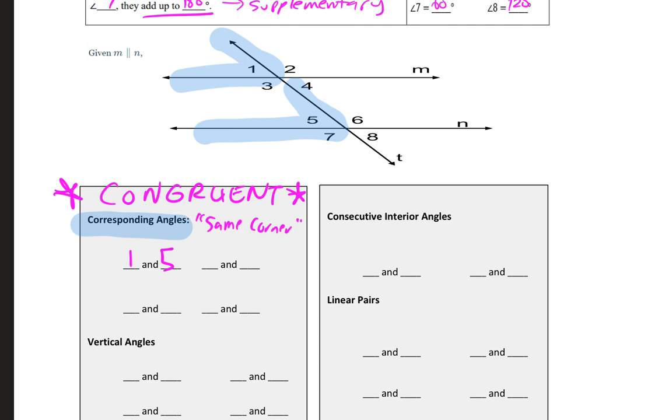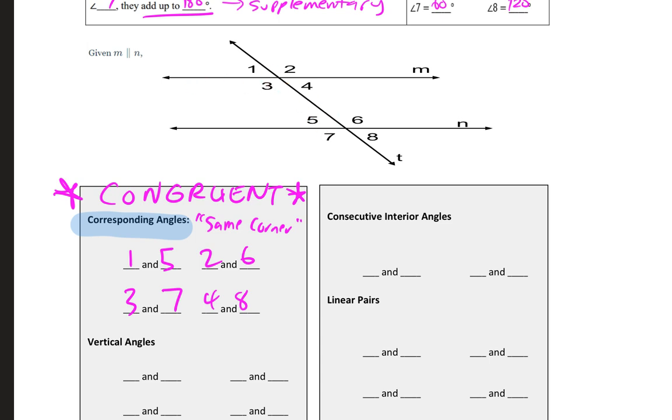And then I could also say 1 and 5, right? I could also say 2 and 6. Similarly, those are the same corner. Then I could look at this one right here, 3 and 7. And then I could also think 4 and 8. Those are corresponding. So anytime they're corresponding, which means the same corner, they're the same measure.